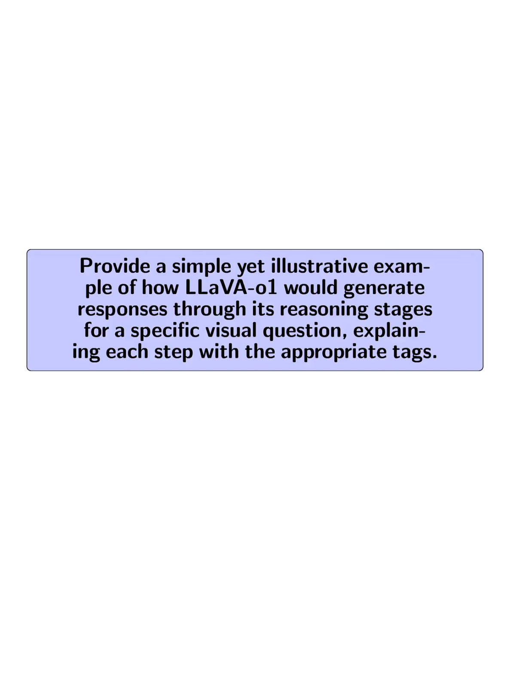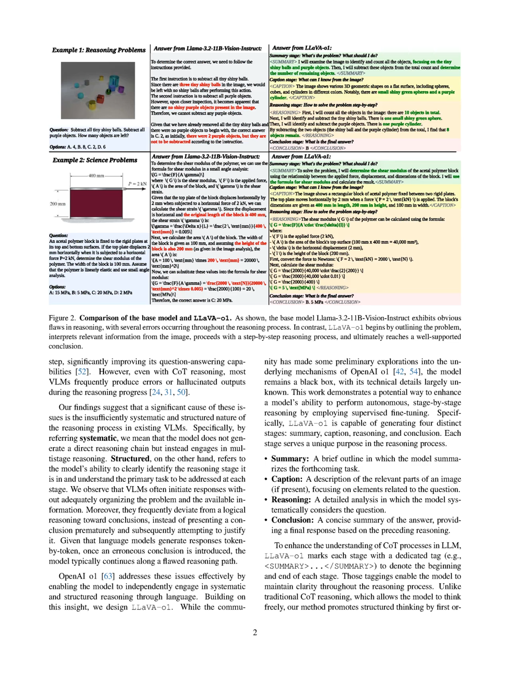Provide a simple yet illustrative example of how LLaVA-o1 would generate responses through its reasoning stages for a specific visual question, explaining each step with the appropriate tags. For a visual question such as, "What is the color of the car in the image?" LLaVA-o1 would generate responses through its structured reasoning stages as follows.